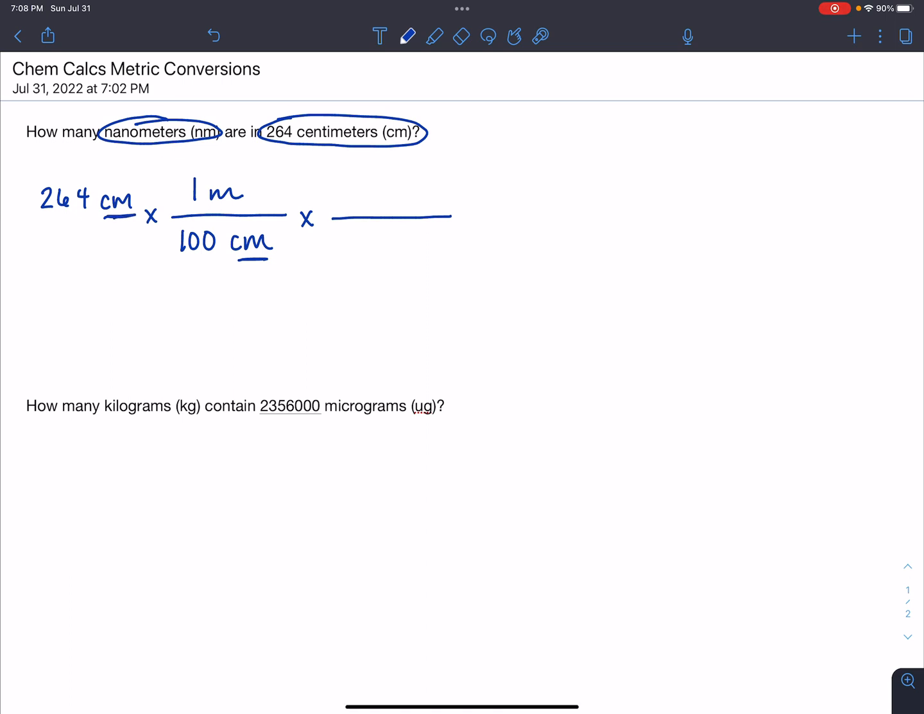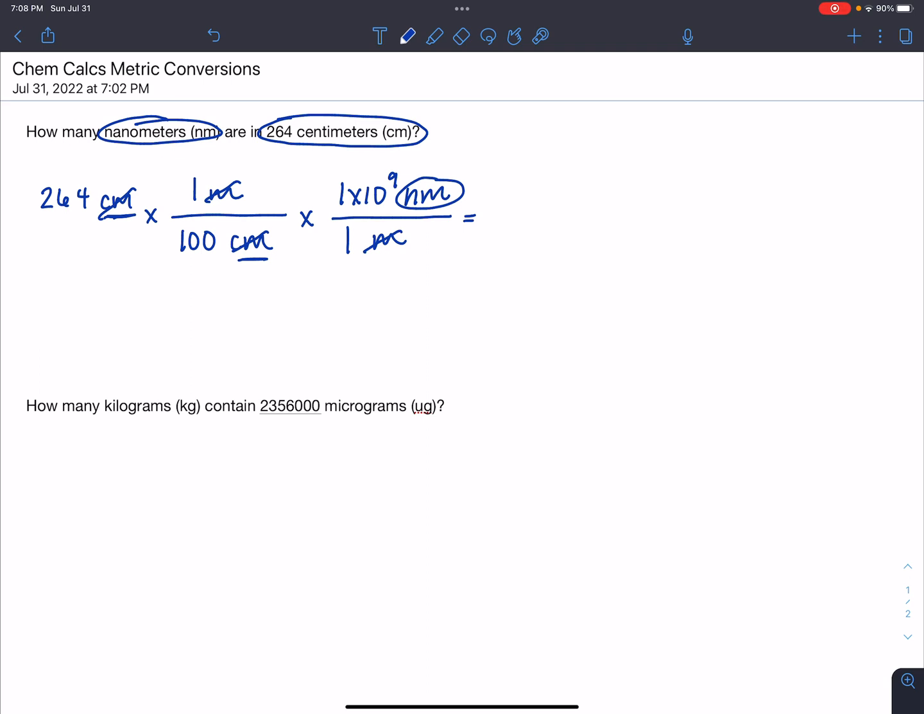Now I'm not finished because I'm looking for nanometers, and right now I'm only at the meter. So now I need the equality between nanometers and meters. And I know that 1 meter contains 1 times 10 to the 9th nanometers, a lot. I'll check. My meters are going to cancel. My centimeters are going to cancel. And so all I'll have left when the problem is over is nanometers.